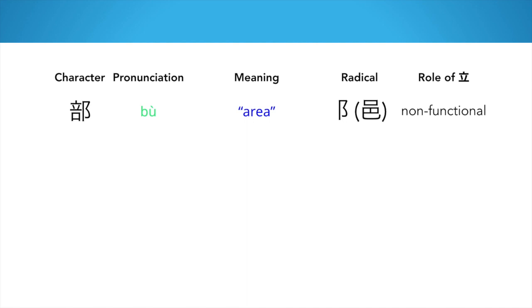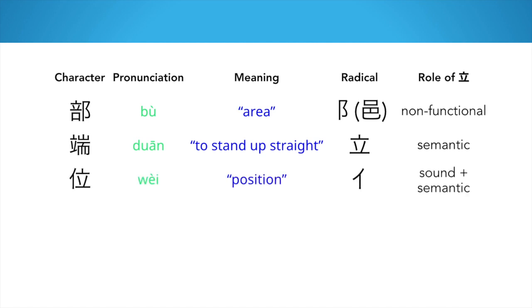Okay, let's take a look at li, or li zi pang, and see the different roles it can play in different characters, and then compare that to the role of radical. In bu, the radical is 右边耳朵, and li zi pang is non-functional. In duan, the radical is 立字旁, and 立字旁 is also a semantic component. In wei, the radical is 人字旁, and 立字旁 is the sound component as well as semantic component.